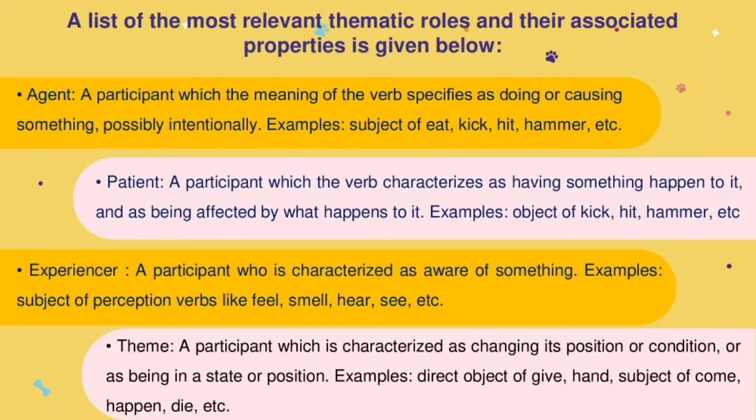Experiencer: a participant who is characterized as aware of something. Example: subject of perception verbs like feel, smell, hear, and see. Theme: a participant which is characterized as changing its position or condition, or as being in a state or position. Example: direct object of give, hand, subject of come, happen, die.